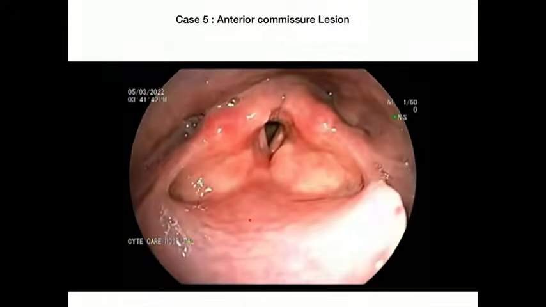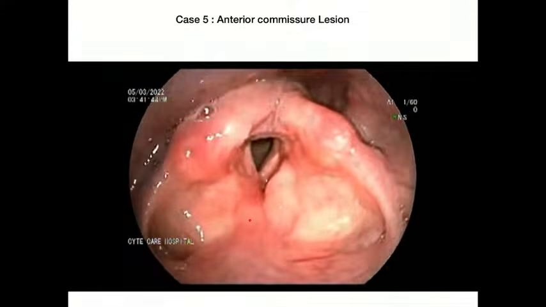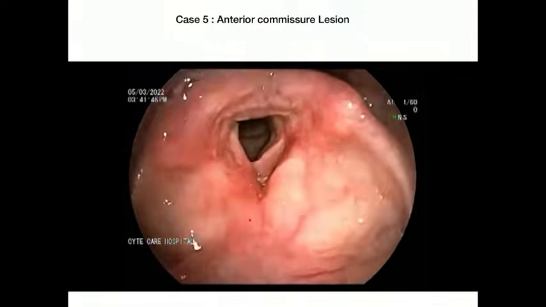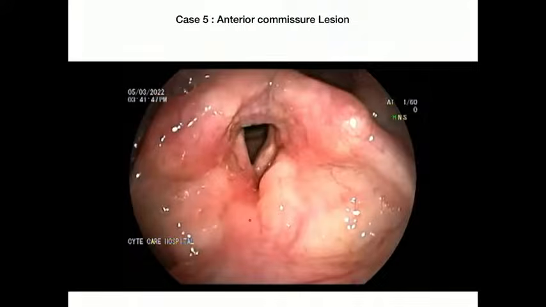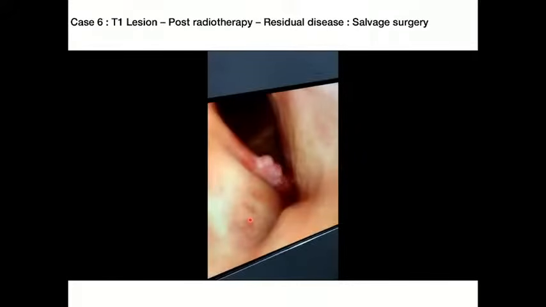Only when you disturb the arytenoid, that's when the aspiration happens, right? Arytenoid means the interarytenoid area, not the vocal process of the arytenoid; the interarytenoid area, with extensive body resection. That's where aspiration happens. And see, that's the voice of the patient.